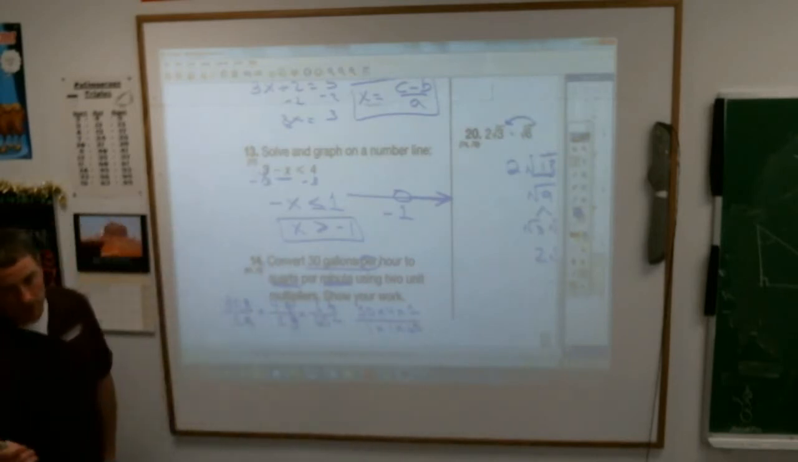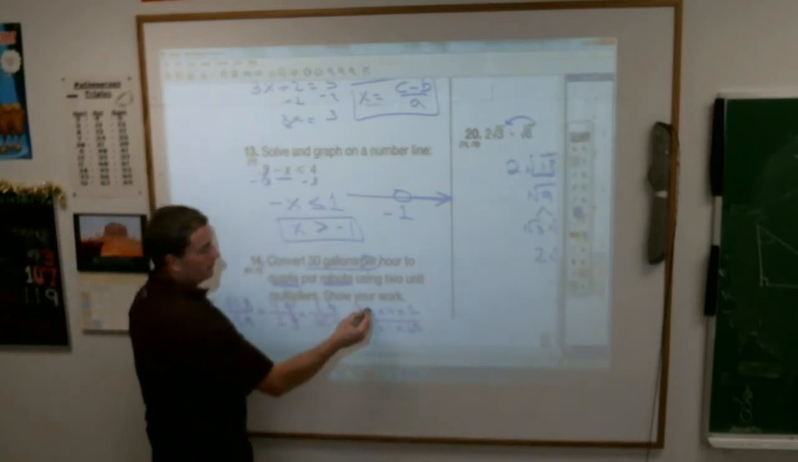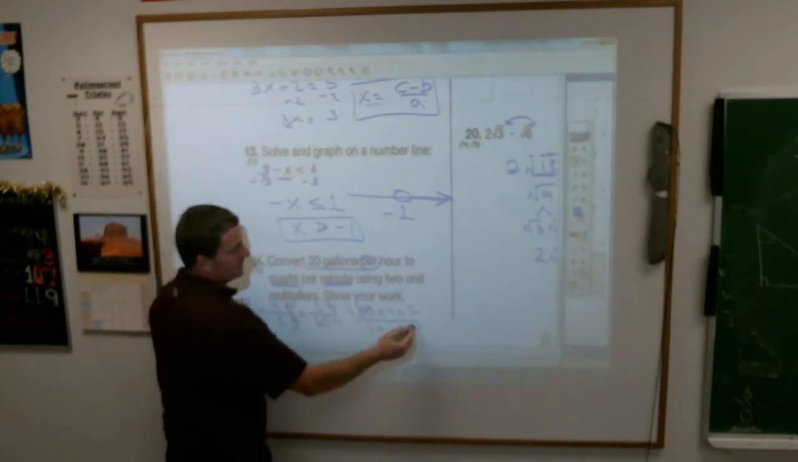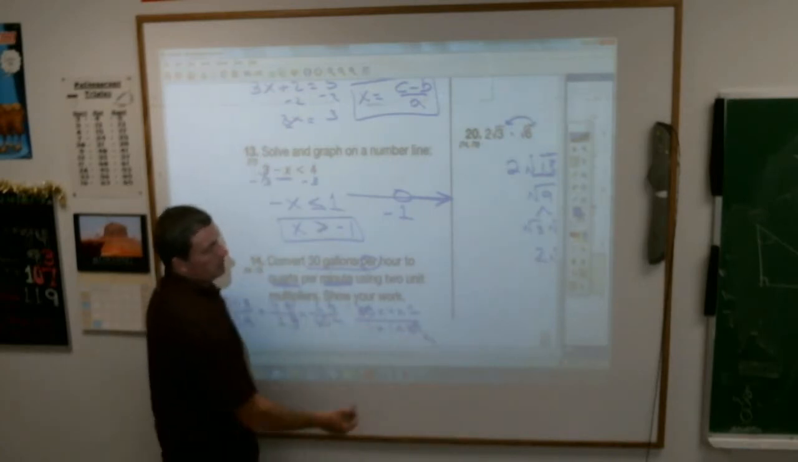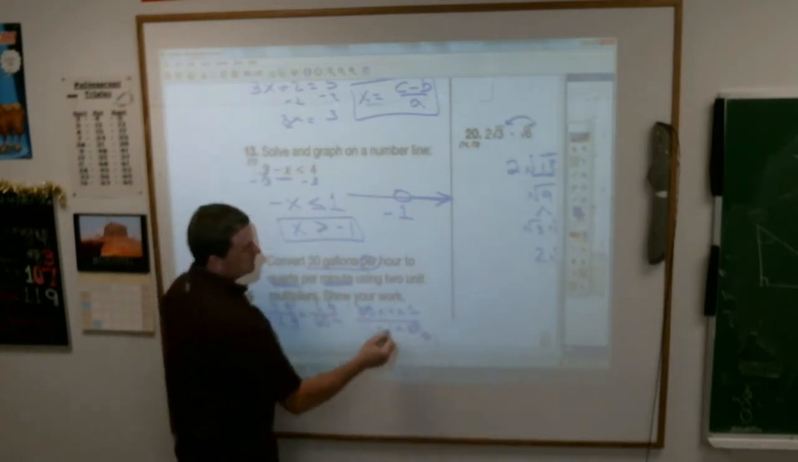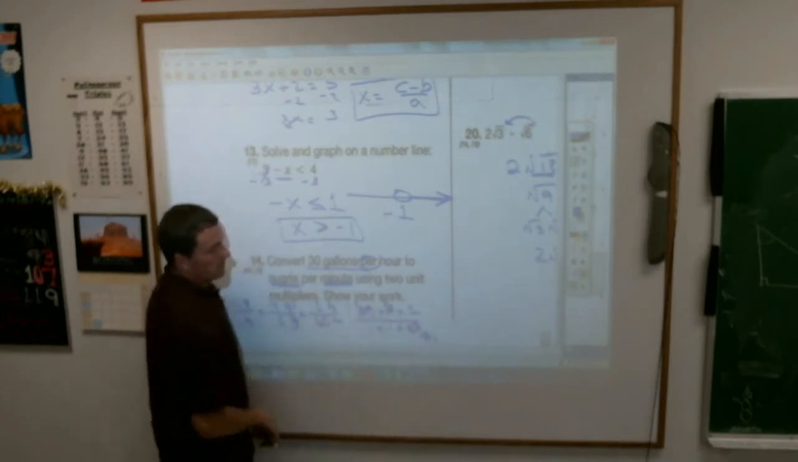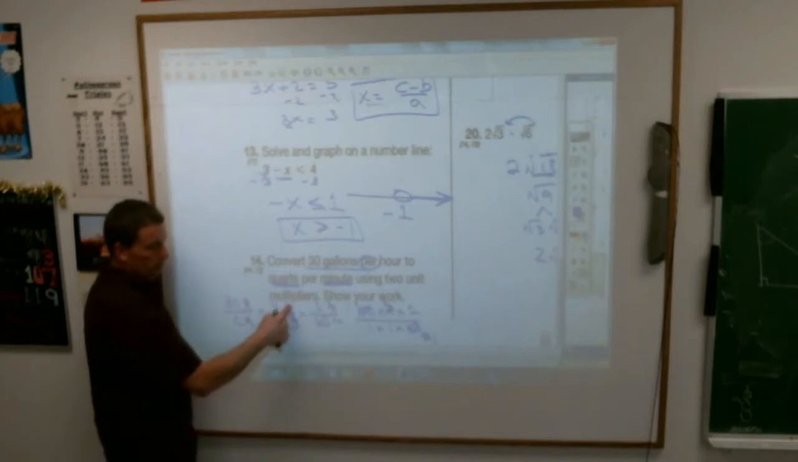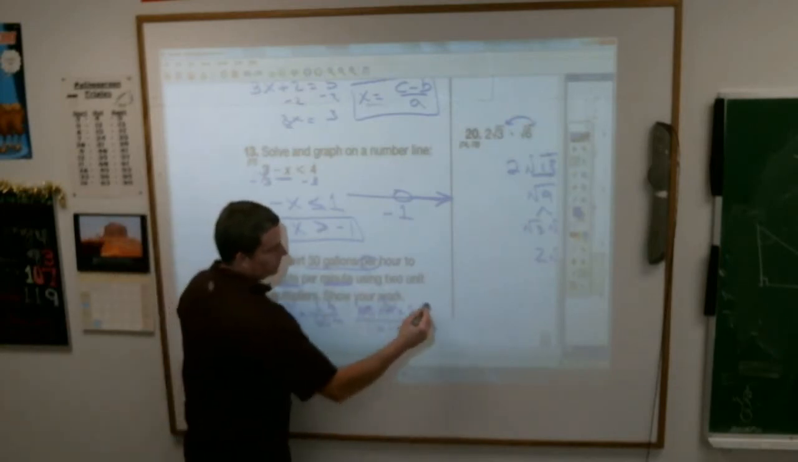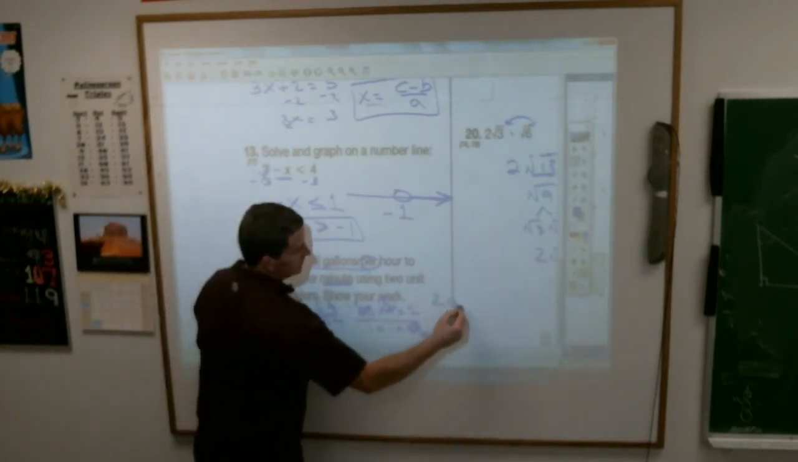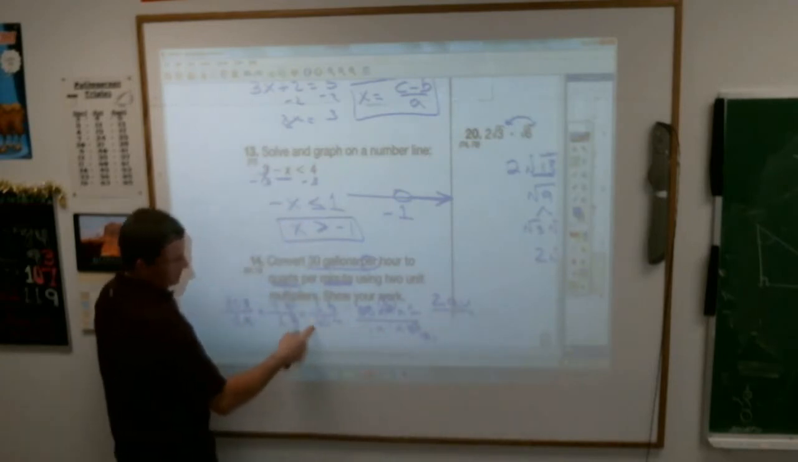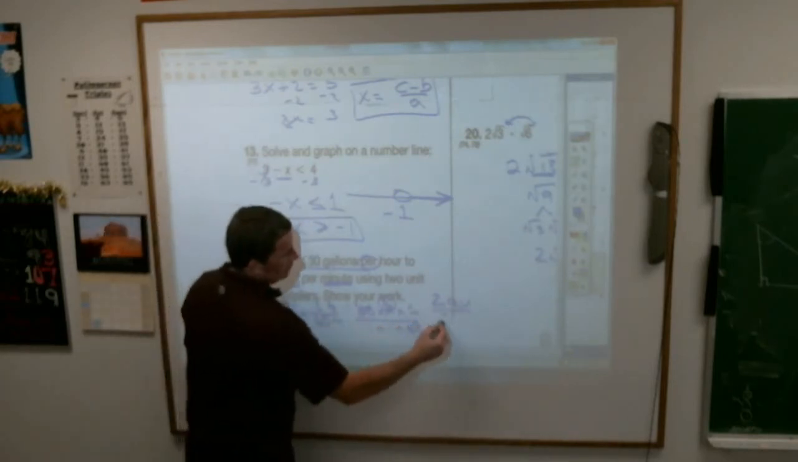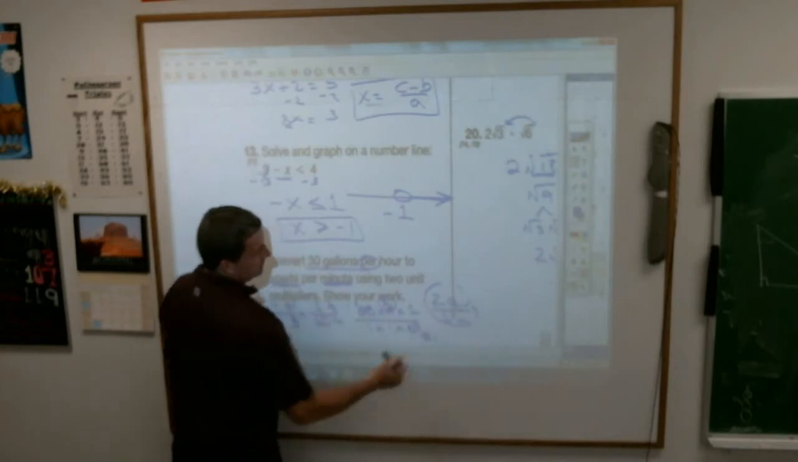And you can do any cross canceling you like. 30 goes into 30 once, into 60 twice. 2 goes into 2 once, and into 4 twice. You have to remember your labels. What am I left with on top? Quarts. I'm left with the 2 on top. 2 quarts over minutes. 2 quarts per minute.